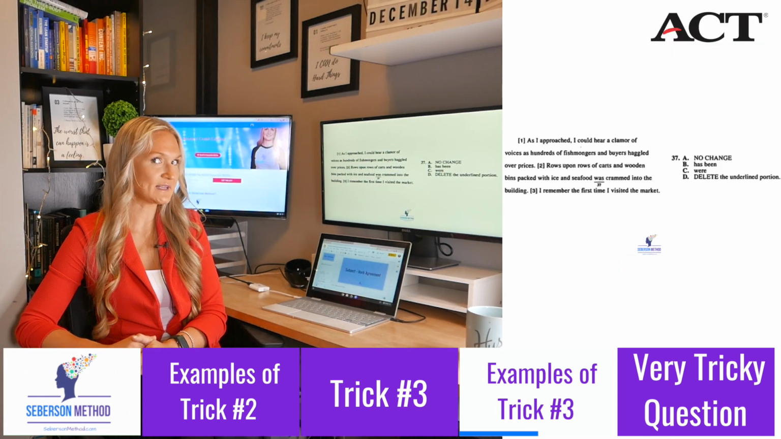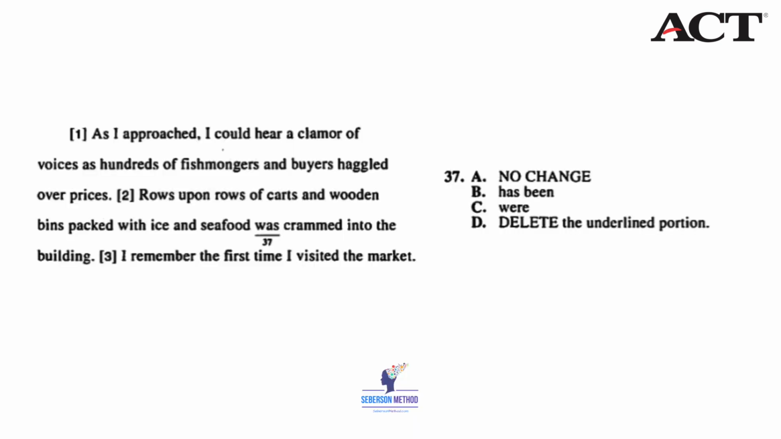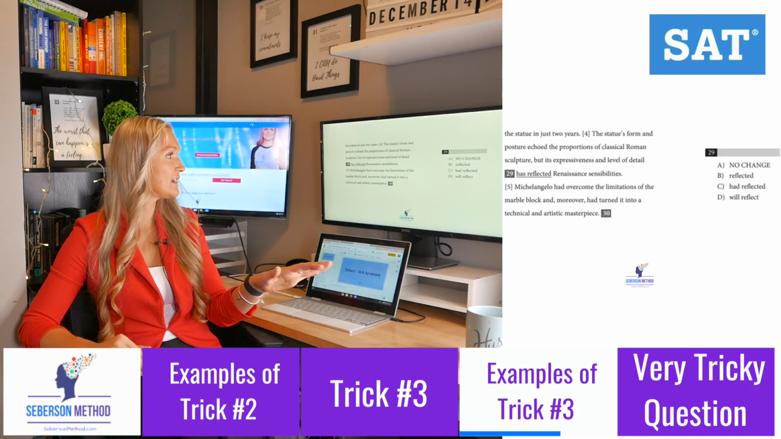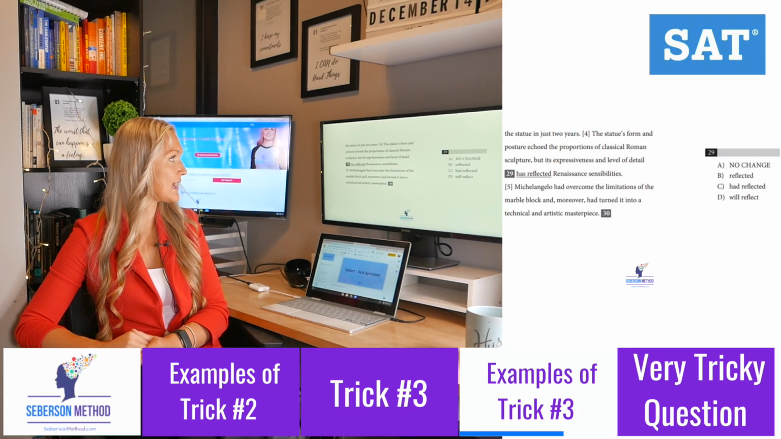This one is from the ACT. Pause this video, question number 37. The subject here is compounding, and rows and wooden bins were the answer choices. C.